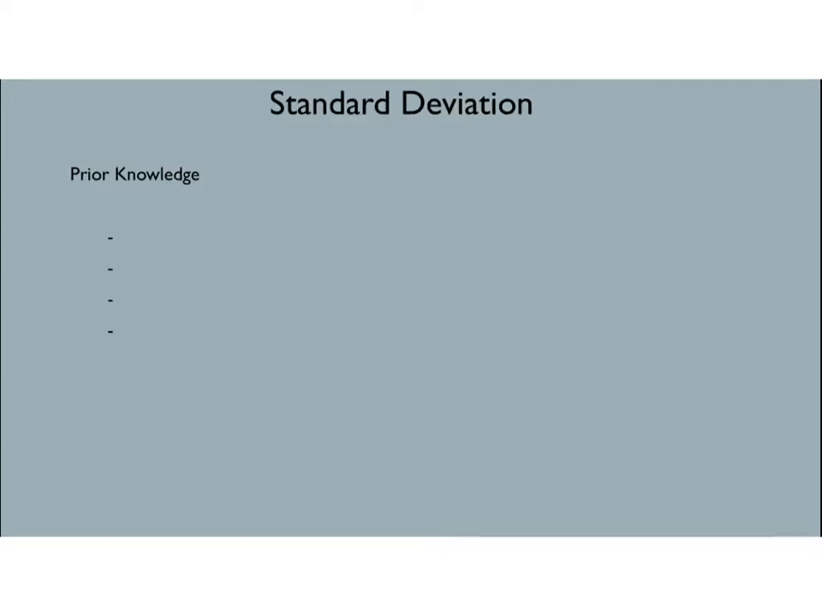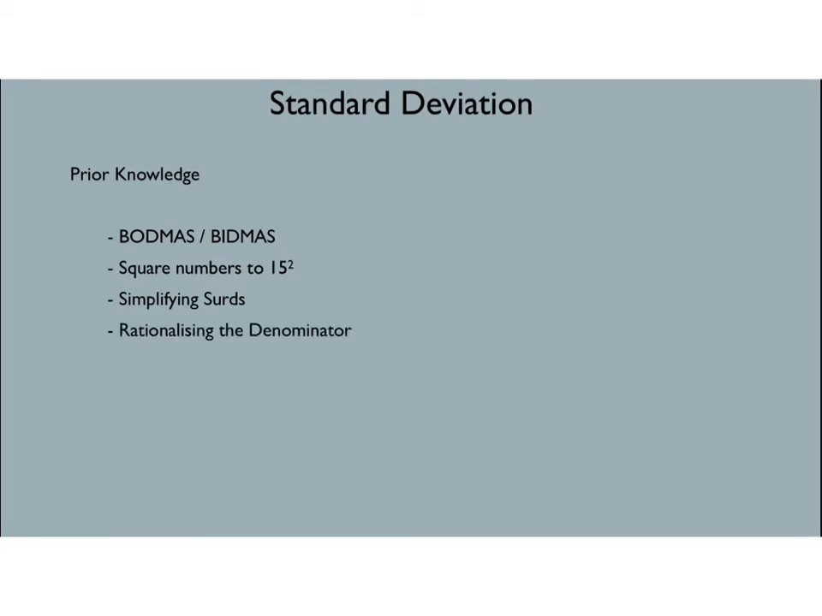Standard deviation requires some prior knowledge. You need to have a good grasp of using BODMAS or BIDMAS. You need to know your square numbers. It helps to know them up to 15 squared. You need to be very confident at simplifying surds, and also you need to be very comfortable with rationalising the denominator.